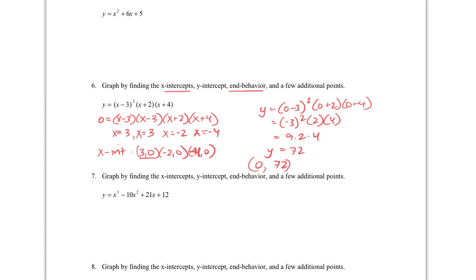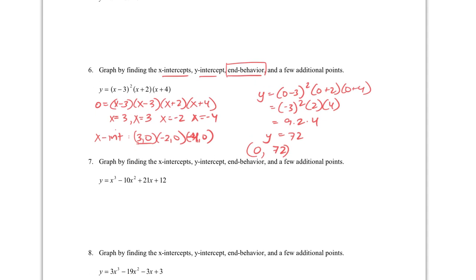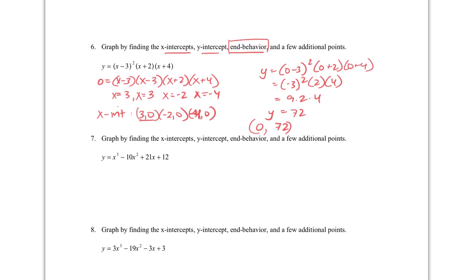So I can get the x-intercepts, I can get my y-intercepts, I can get some extra points, but the end behavior is the one that we haven't really gotten to. We'll get to that one soon when we move on to the next section, but it's not going to be on this assessment. And lastly, it says graph by finding the x-intercepts, y-intercepts, again, end behavior we're not going to worry about, and a few additional points.